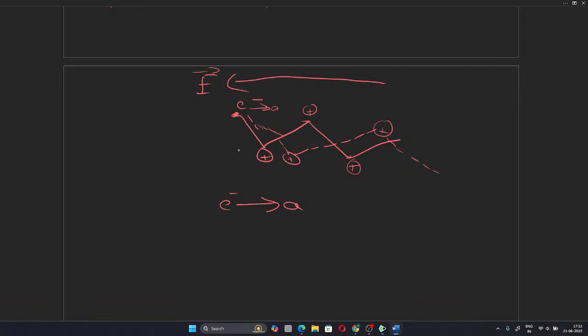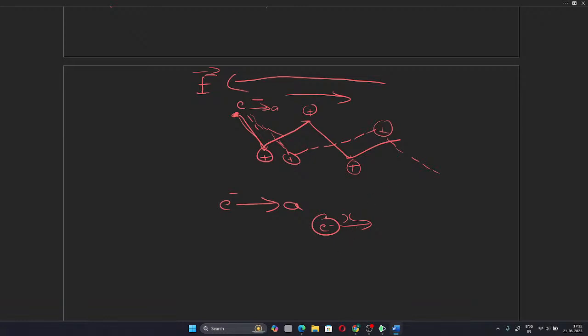Like this. When the original path was supposed to be like this and going this way, due to the drift or the acceleration applied due to the electric field, the electron will drift towards this side. It will be slightly drifting towards this side. This is what we call drift velocity.